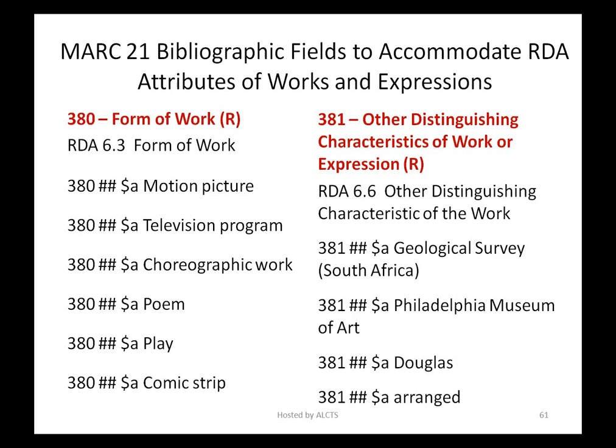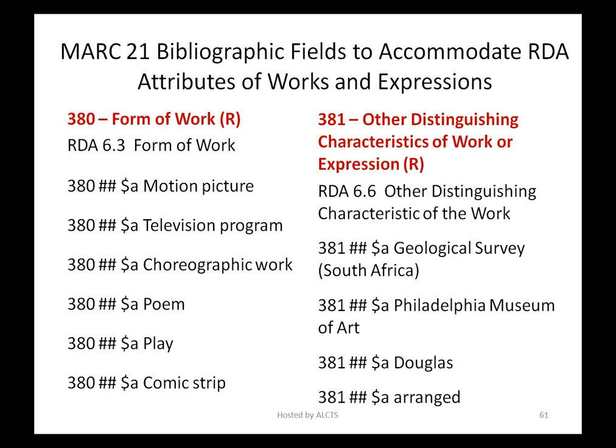So if you have two works with the same title that are motion pictures, or one work that's a motion picture and a television program, you need to record the form of work. And that goes into field 380 in MARC. There's also another field, 381, which is used for other distinguishing characteristics of work or expression. And these are the things that aren't form of work but are needed in the access point. So they're things you add in parentheses in the access point.